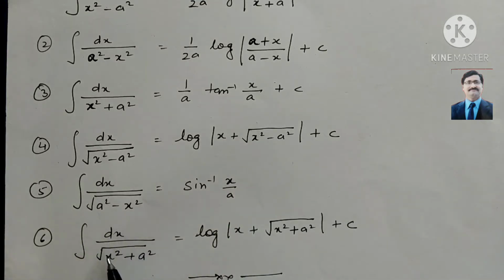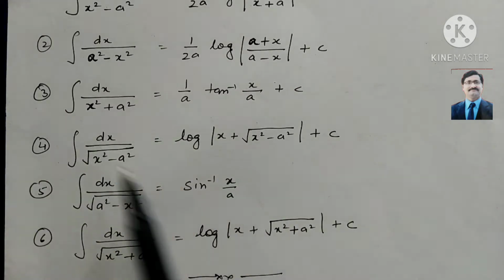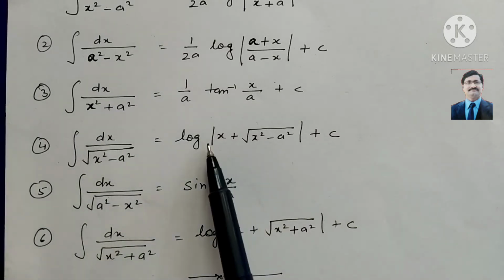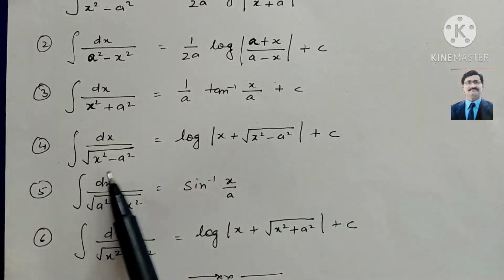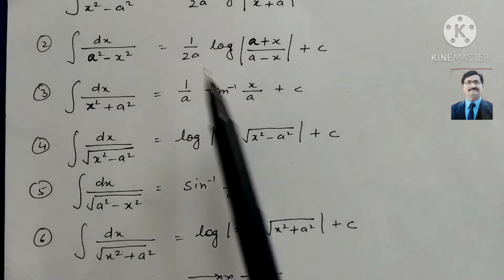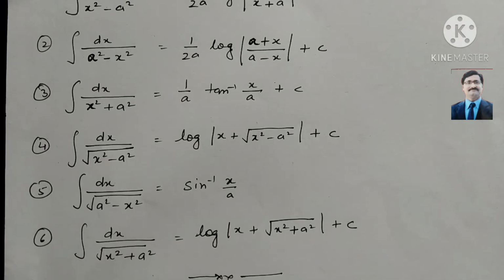and integral of dx upon root x square plus a square is equal to log modulus of x plus root x square plus a square, plus c. Look here, these two formulas are the same, only here it is dx upon root x square minus a square, meaning you write log x plus this as it is. And here also you can check, dx upon root x square plus a square, we can write log x plus this as it is. So both these formulas are the same. So you have to learn all these formulae. These are very important formulae, okay.